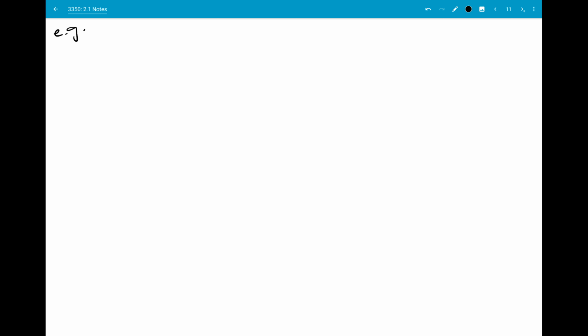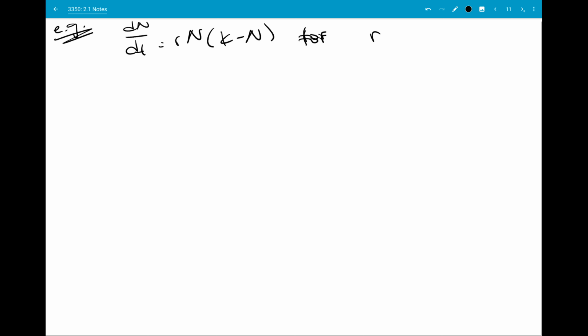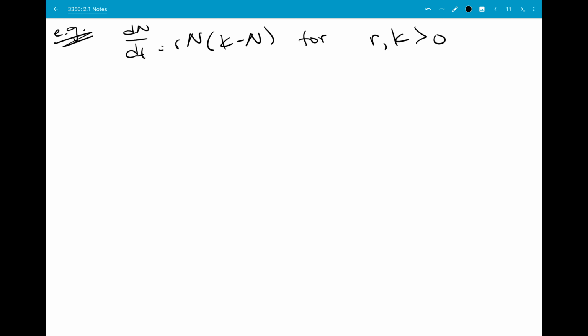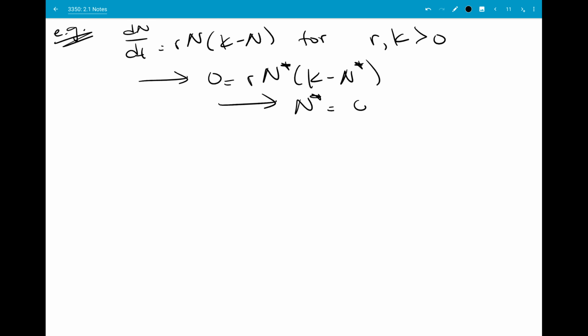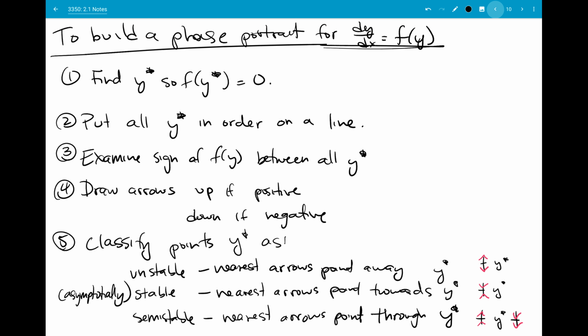So we're going to go back to our dn dt is equal to Rn times k minus n, for R and k both being positive numbers. And I'm going to recall that we already did the first step: 0 is equal to Rn star times k minus n star. And we found that the n star were 0 and k. That was step 1 right here. Find y star.